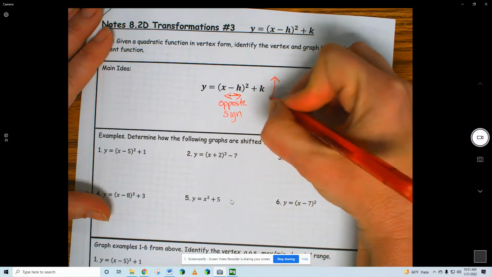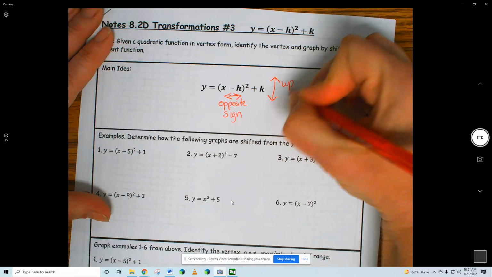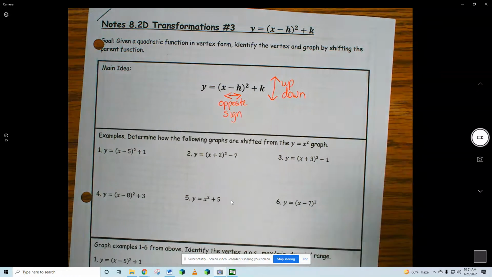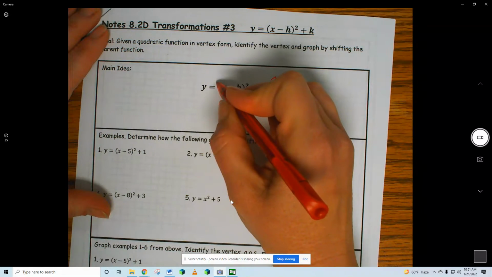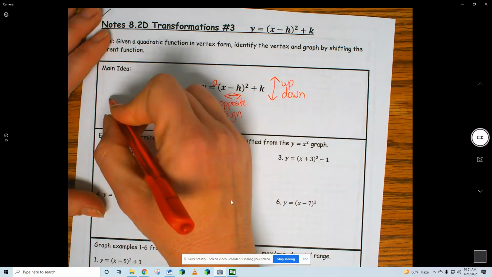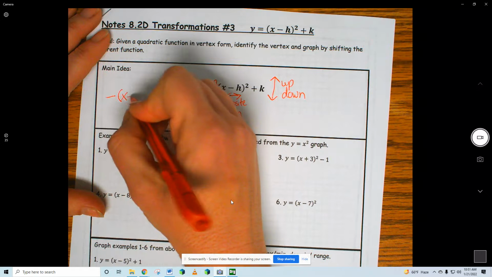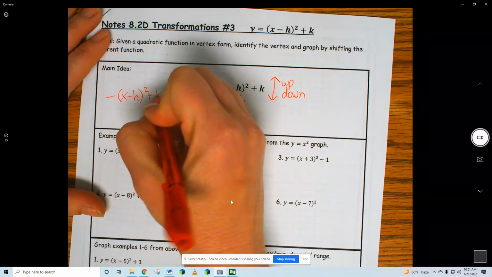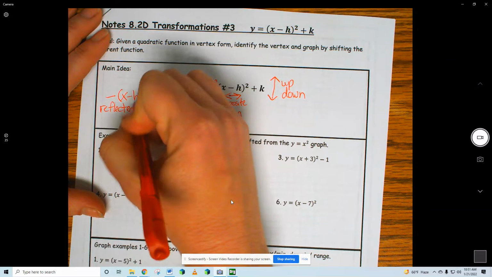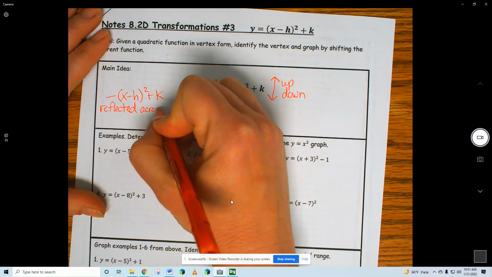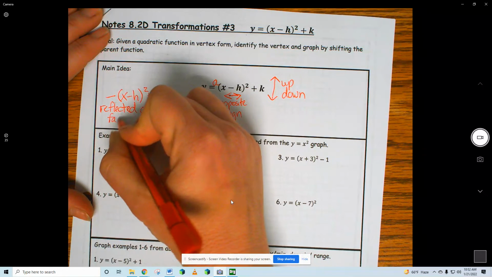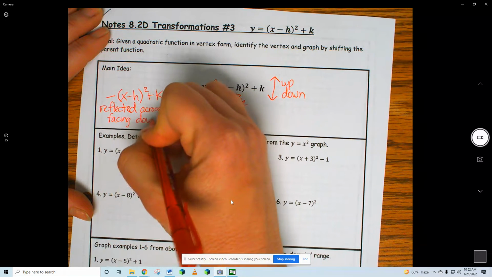K moves us up or down, and it is the same sign. There is an A in front of here. So if it's like a negative x minus h, this would be, I say it two ways, reflected across the x-axis, or I could say facing down. Okay?